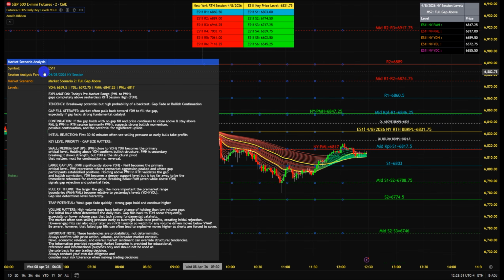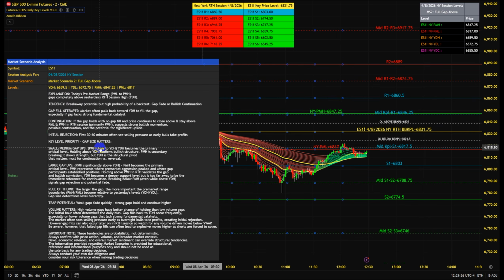So as you can see here, we have the symbol session analysis for today's session. Market scenario, full gap above. Here are the 4 contextual levels that contribute to the market scenario analysis, which are the YDH, YDL, PMH, and PML levels. Then we have an explanation of this particular market scenario, along with the tendencies as well as key trading characteristics for this particular scenario.